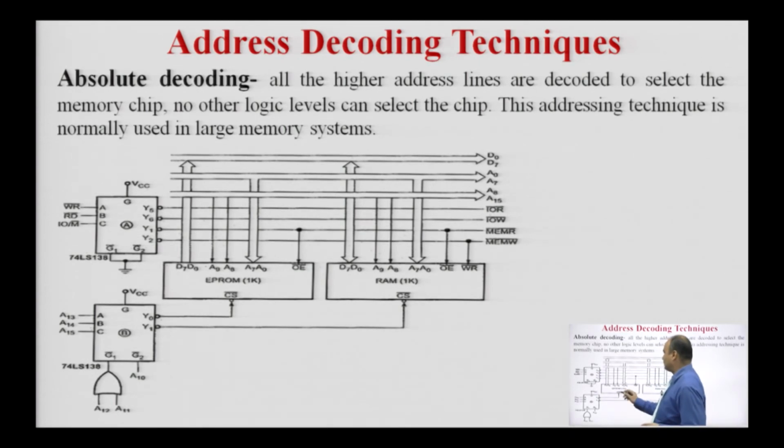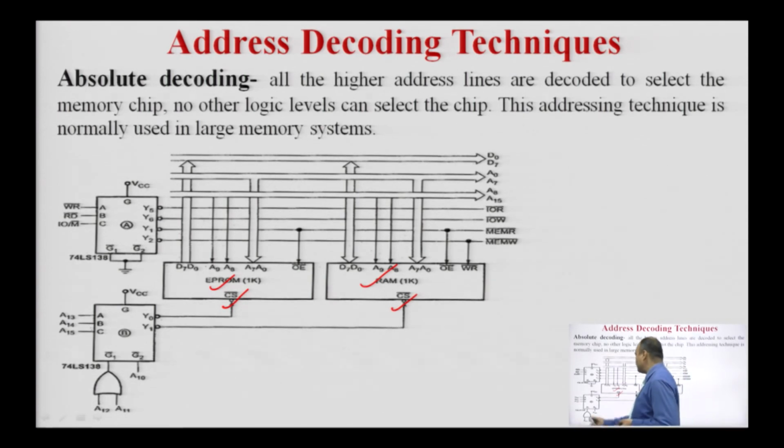So, here the decoder logic is used to generate the memory read, memory write, input output read and input output write control signals. Again, here the EPROM and the RAM memory are interfaced with the address decoding technique, that is the absolute decoding. The capacity of this EPROM is 1 kilobyte and the RAM is again 1 kilobyte. So, for this 1 kilobyte we require the address lines A0 to A9, with the help of A0 to A7 and A8 to A9. The remaining address lines, A10 to A15, are used as input to the 3:8 decoder to generate the chip select signal for the EPROM and RAM memory.